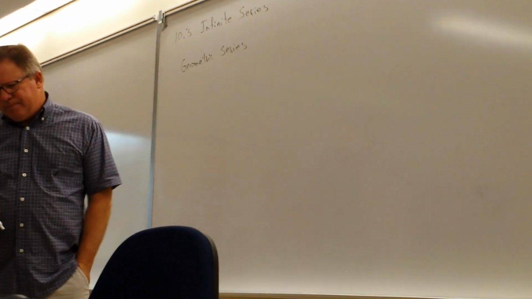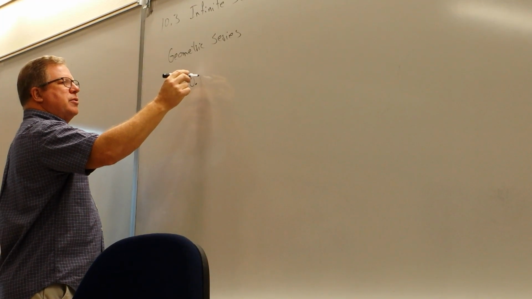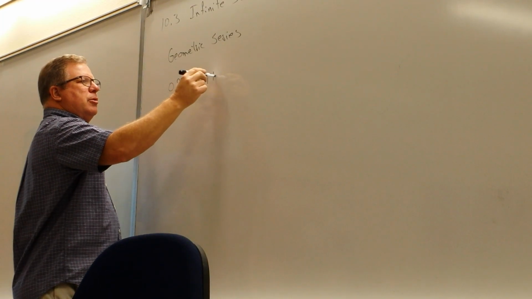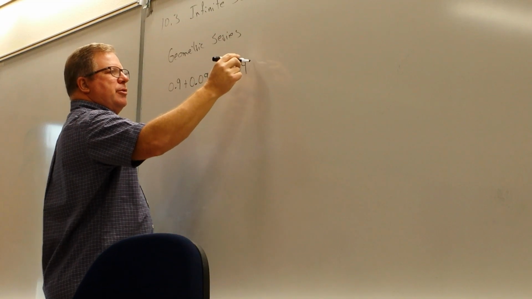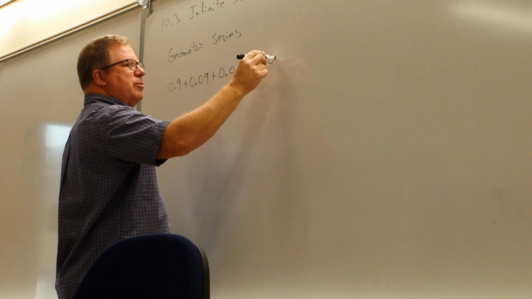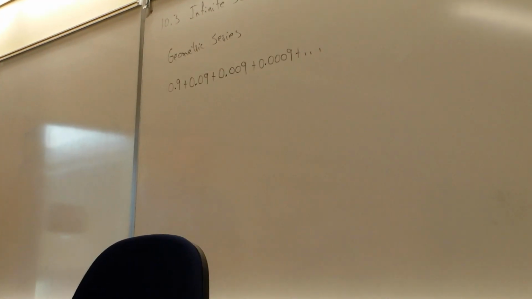Here's another one. 0.9 plus 0.09 plus 0.009 plus 0.0009 plus dot dot dot. Can anyone tell me what r would be without actually doing any calculations, just looking at it?